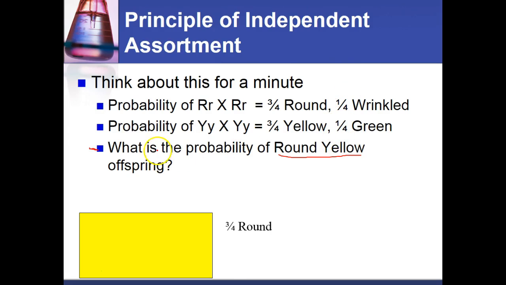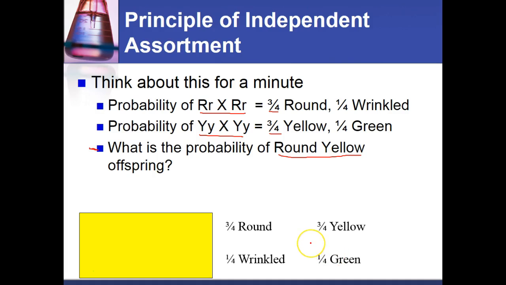For instance, if we want to come up with the probability of a round yellow offspring, we know that when we do a monohybrid cross, 3/4 of our offspring are going to be round and 1/4 is going to be wrinkled, and we know that the monohybrid cross gives us 3/4 yellow and 1/4 green, because round and yellow were the two dominant traits, wrinkled and green being the two recessive traits. We can take 3/4 round, 1/4 wrinkled, and multiply these by our next phenotypic results, which would be 3/4 yellow and 1/4 green.